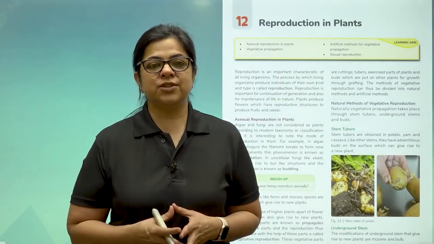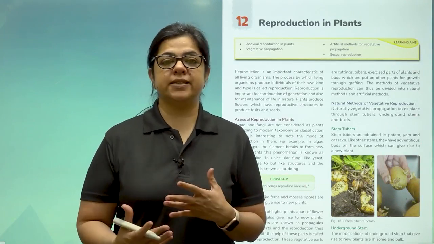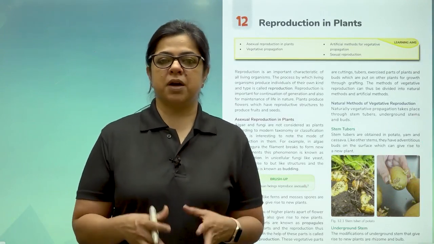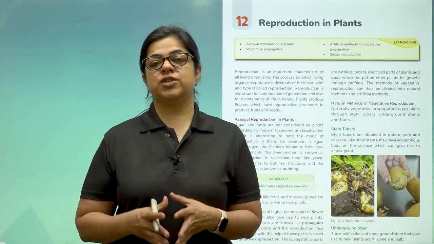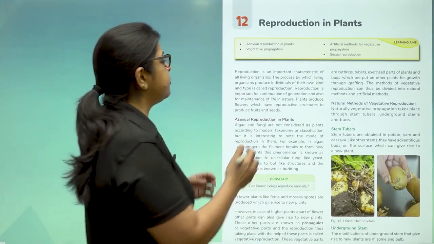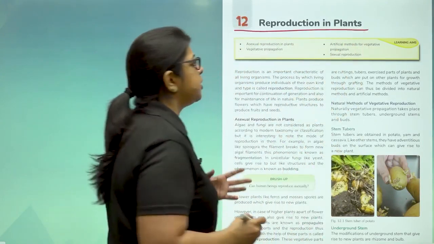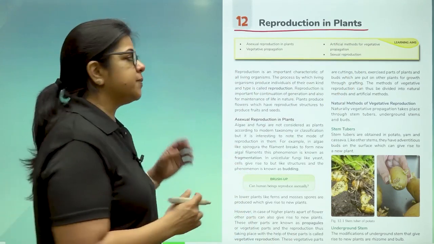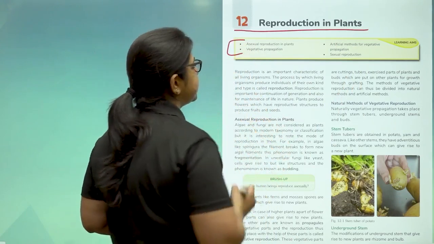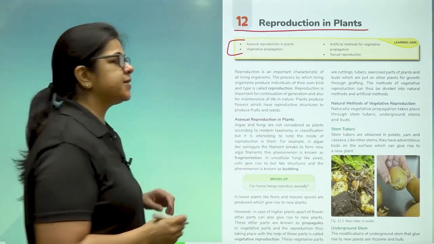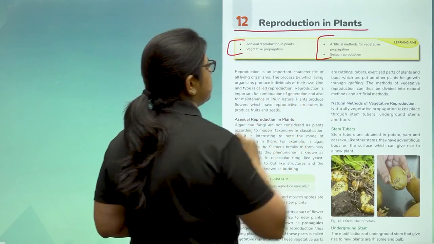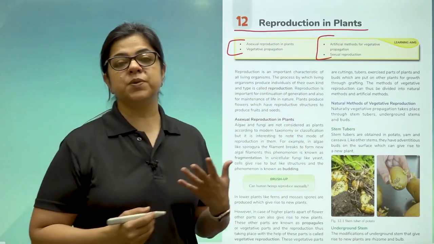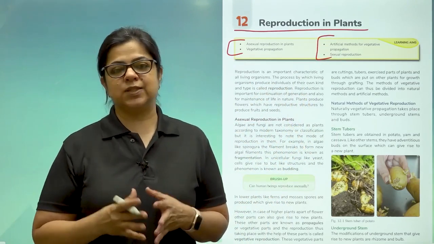Children, in the previous session we learnt about different materials and their transportation in the plant body. Today in this chapter number 12, we are going to learn about reproduction in plants. We are going to learn about two types of reproduction, asexual reproduction and sexual reproduction. And we are also going to understand the ways in which asexual reproduction takes place.